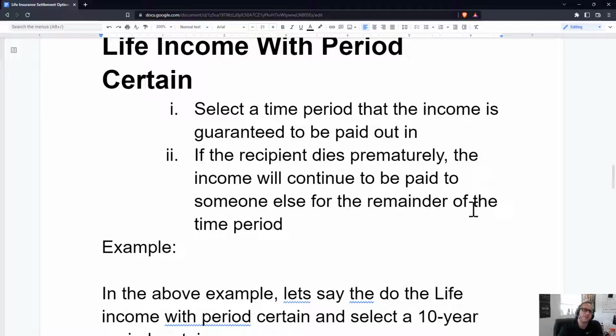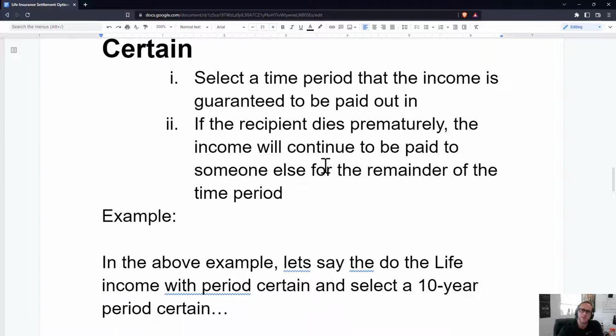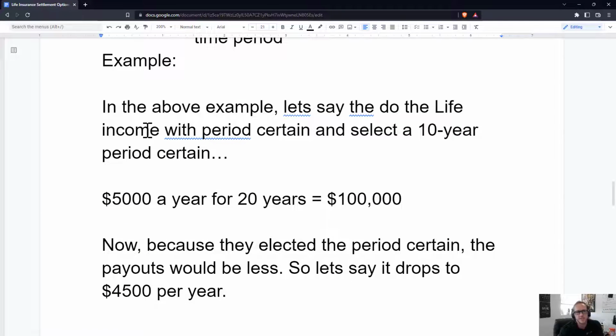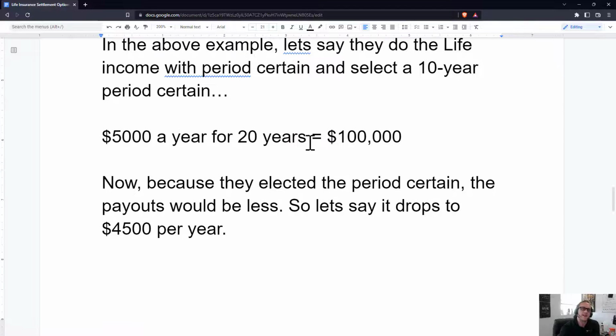So if the recipient dies prematurely, the income will continue to be paid to someone else for the remainder of the time period. So here's the example. In the above example with the $100,000 death benefit, let's say they do life income with period certain and select a 10-year period certain. That's $5,000 a year for 20 years, which is $100,000 once again. But because they elected the period certain, the payouts would be less because it's an extra feature. The insurance company is taking a larger risk. They're guaranteeing it, so they're going to pay out a little bit less money. They're taking a larger risk, saying, you could die, but we're still going to have to pay the money out.